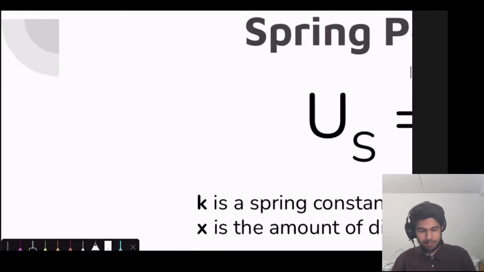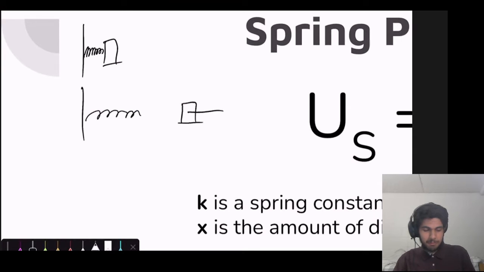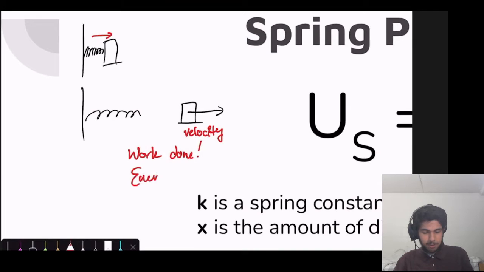So let's just say I have a wall here, and then a spring, and then an object, which is not attached to the spring, it's just pushed against it. The spring wants to go to its equilibrium position, somewhere here, but that's going to send the block flying in this direction, because the force of the spring is this way. So this block gets some velocity, which means that work is done. So that means there is energy involved, right?